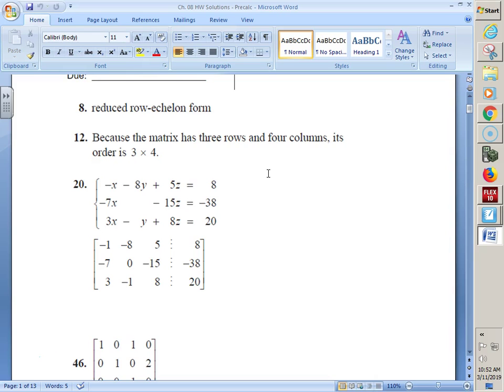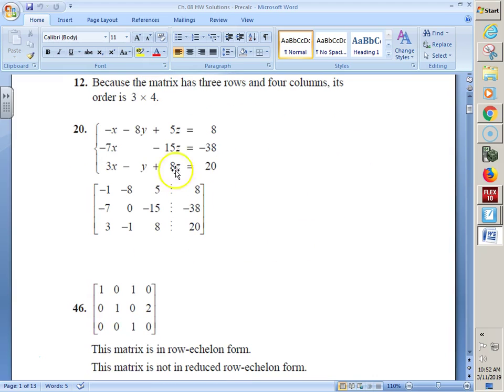Okay, here we go. Section 8.1. Reduced row echelon form, or RREF. Number 12 would have been a 3x4. That's the order. Number 20 was super nice and easy. It was just writing the augmented matrix, and that's it. All they wanted you to do was write it, which is pretty cool.